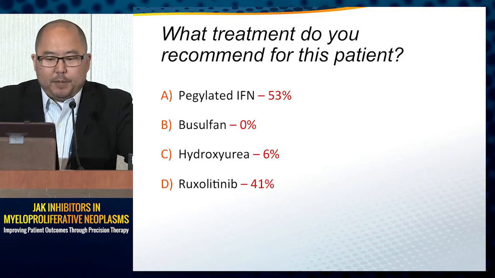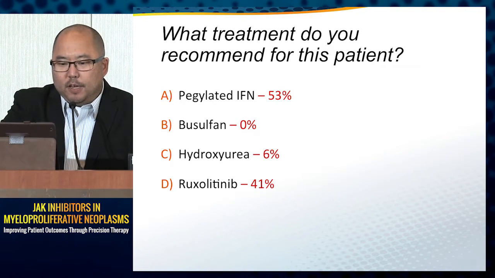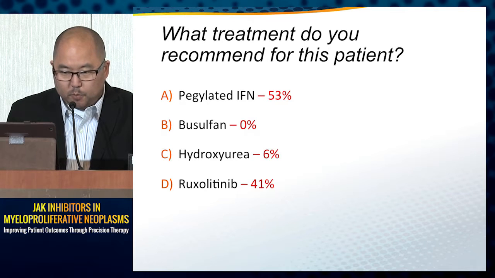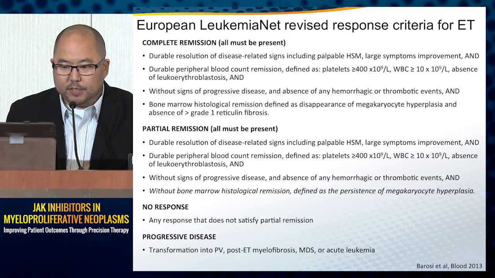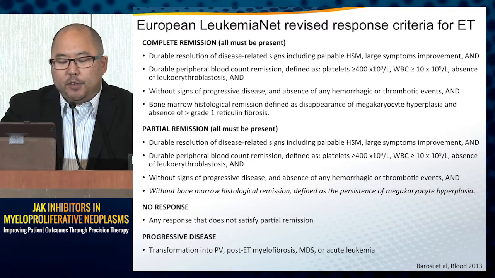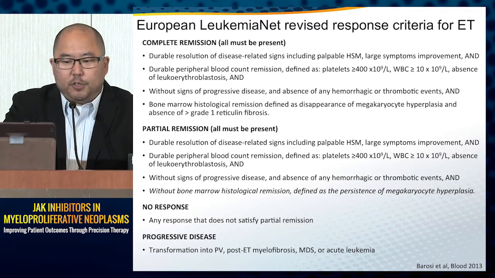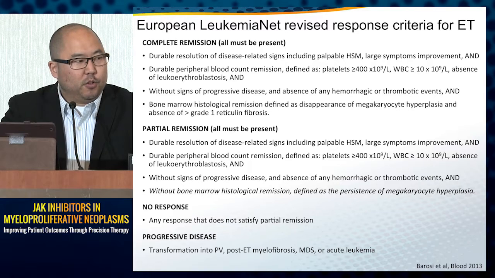Okay, so at this point, about half of you are choosing pegylated interferon and about 40% ruxolitinib, and a few would reluctantly go back to hydroxyurea. So again, we'll discuss this more at the end of the talk and see if your answers are still the same. Okay, so I think, when we're thinking about treatment options for ET, the first thing we should really consider is what are the goals of therapy?